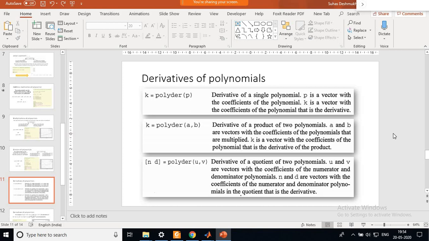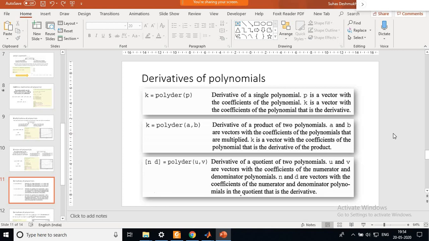If I say k is equal to polyder p, I get the derivative of a single polynomial, with p as a vector of coefficients of the polynomial, and k is a vector of coefficients of the derivative of that polynomial. For another one, you supply 2 arguments into polyder. Then it will do a multiplication, the product of these 2 polynomials, and determine the derivative of the product. That is the derivative of the product of 2 polynomials, a and b being 2 vectors, and k will be the derivative of the product of polynomials a and b.